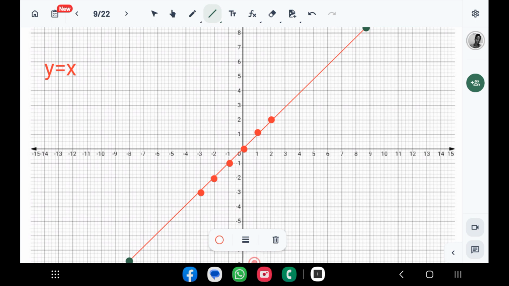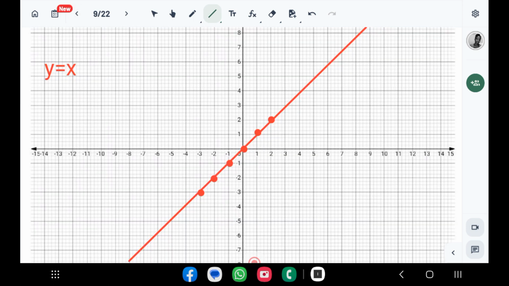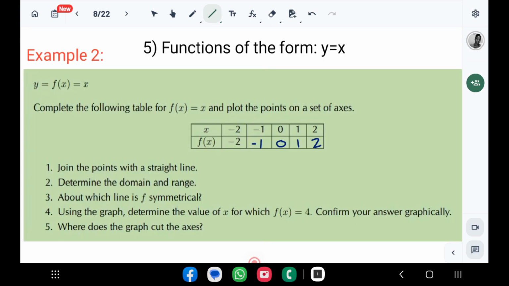That's the line. Now let's make this a little thicker. All right, now let's see what the graph calculator calculated for us. There, exactly like the graph calculator would do. Now you were asked a couple of other questions. Let's go to the questions.